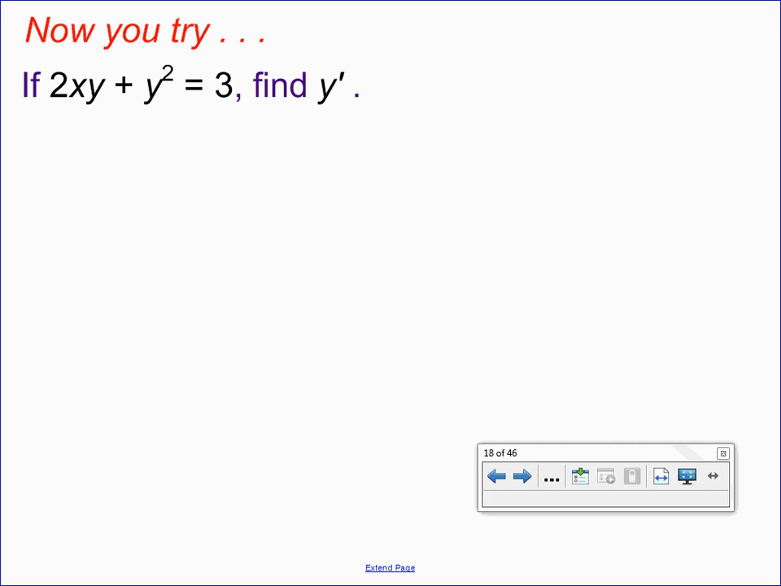And so that's why it makes sense to define a variety of relations implicitly. All right, go ahead and show me that you get it now with your partner. Let's generate y prime, given an implicit relation, 2xy plus y squared equals 3. I'm going to circulate around the room, and I want you to catch my eye if you have a question. And keep in mind you're going to be sharing your response.